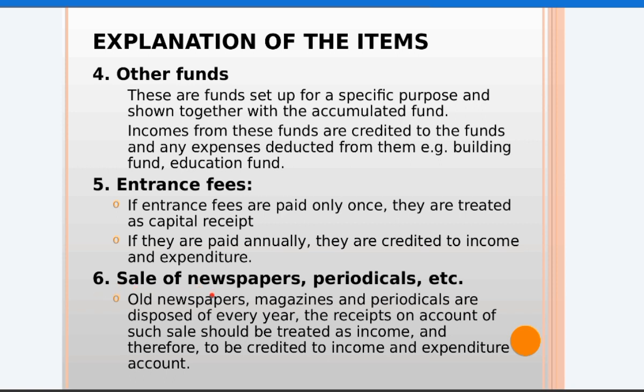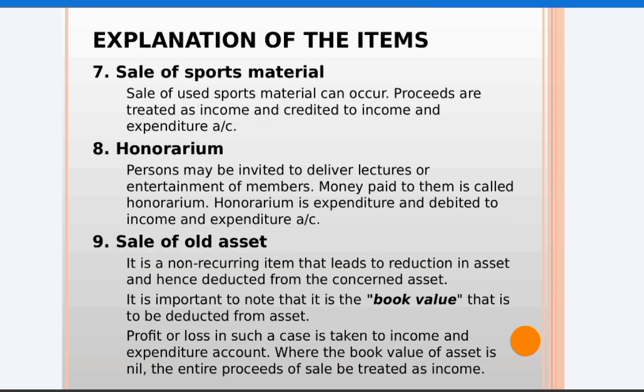Sometimes there could be sale of newspapers or periodicals. So for organizations, normally they receive these periodicals, so they may decide to sell the old ones. So all the newspapers, magazines, periodicals are sometimes disposed of every year. If that is the case, then the amount received from the sale of those old newspapers, magazines, and other periodicals should be treated as income in the income and expenditure account. So you report them as being income from the sale of those old newspapers and other periodicals.